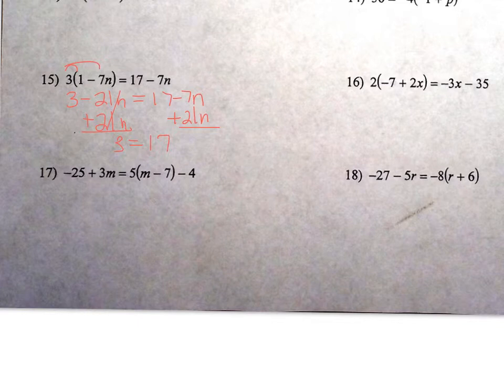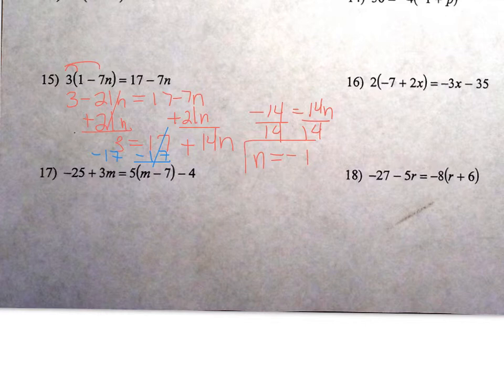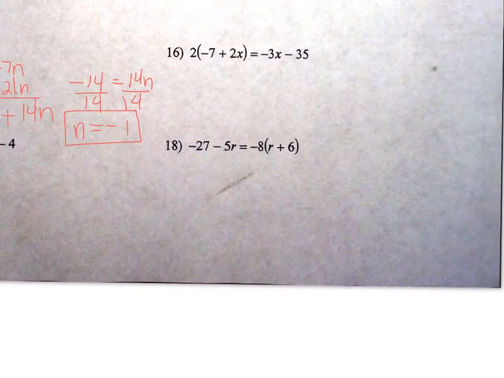What is negative 7n plus 21n? So you subtract because they have different signs. Keep the sign of the biggest. So that would be what? 14n. Okay, so it's 14n. Then we subtract what? 17. So 3 and negative 17 gives you what? Negative 14 equals 14n. And then negative 14 divided by 14, n equals, you mean negative 1? Yes, right?